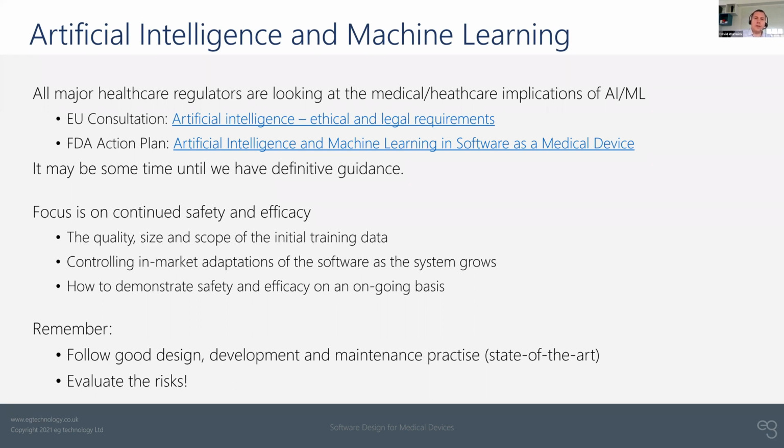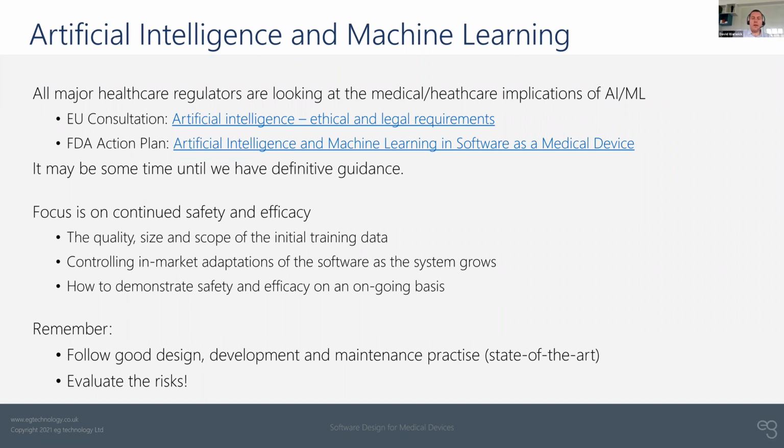of your initial training data, and understanding how you've gathered that, how you control it, how you preserve the data integrity of it. And then having trained your system, having launched your system, how you control in-market adaptations of the software. How do you know as the system gathers more data, as it grows, as it continues to build and learn, that it's still safe and effective? If you think about it, it's still an extension of that philosophy from a few slides ago.